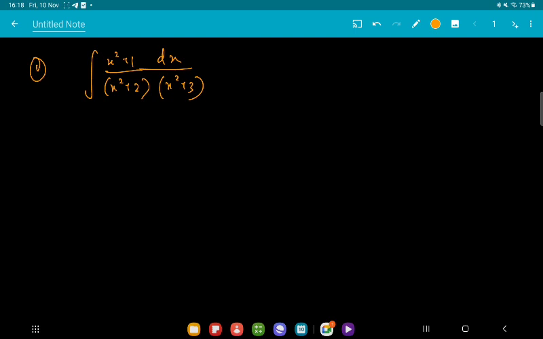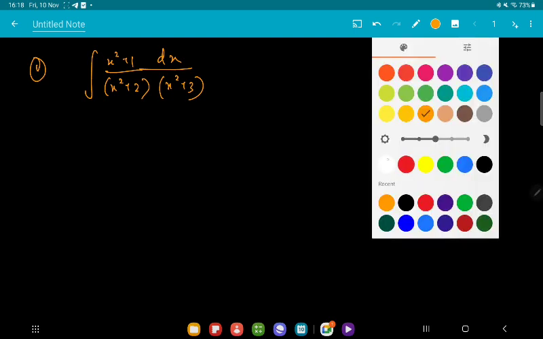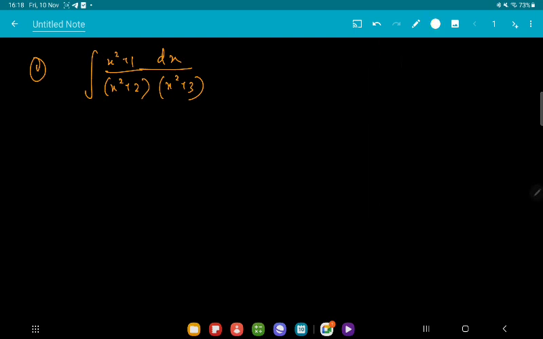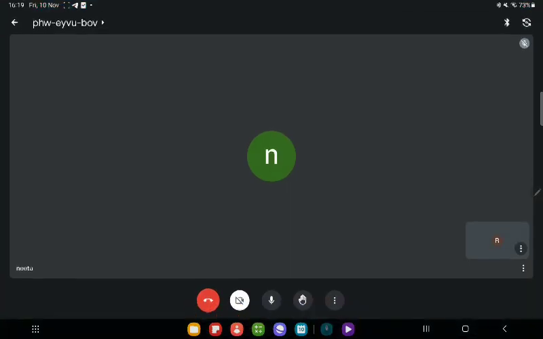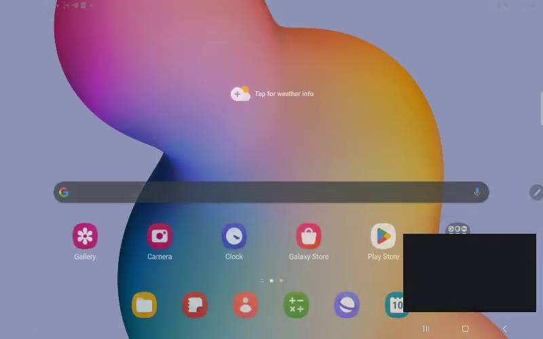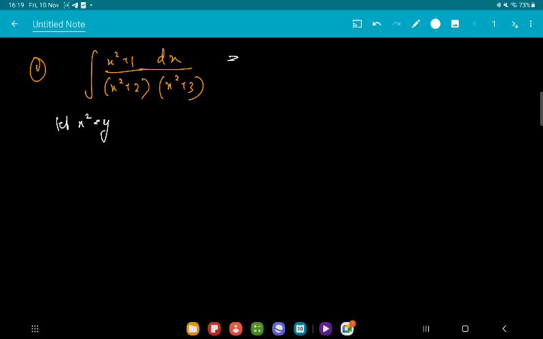Okay, so here this question is given to us: x square plus 1 divided by x square plus 2 bracket x square plus 3. So here I will consider that x square is equal to y first, and convert this into something like this. Let x square equal y, so here it will become y plus 1, y plus 2, y plus 3. This is how it will be.